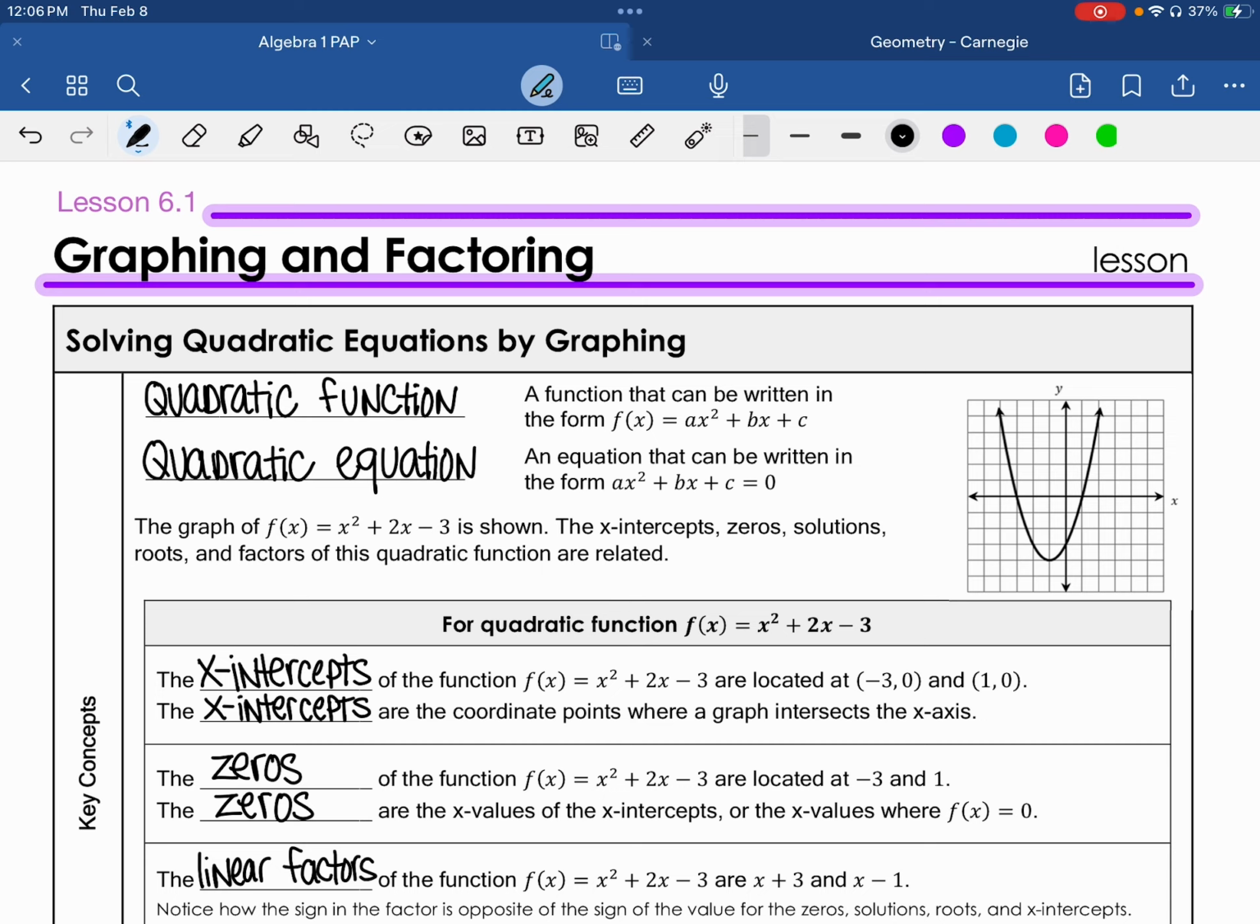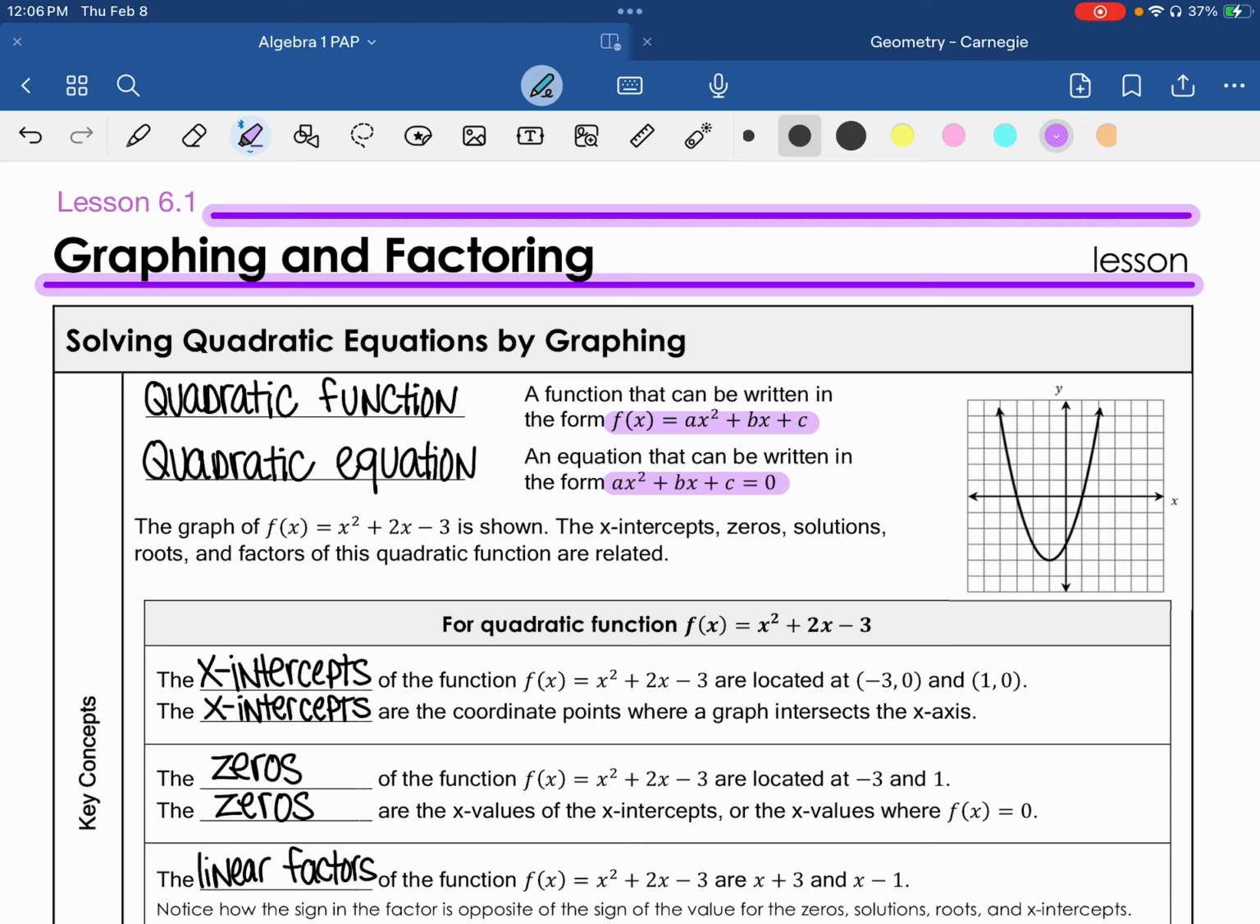Remember, a quadratic function is a function that can be written in the form f of x equals ax squared plus bx plus c. This is our standard form. A quadratic equation is an equation that can be written in the form ax squared plus bx plus c is equal to 0.